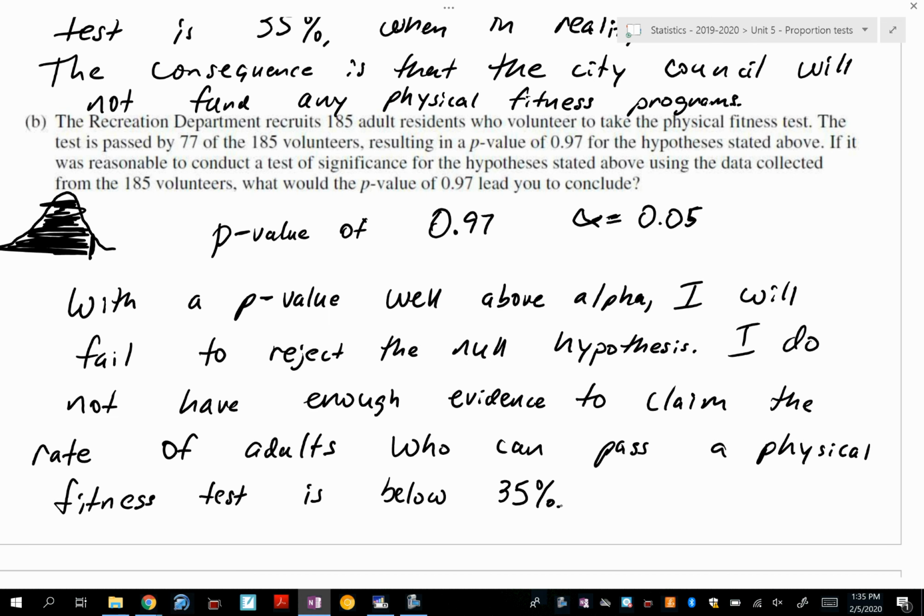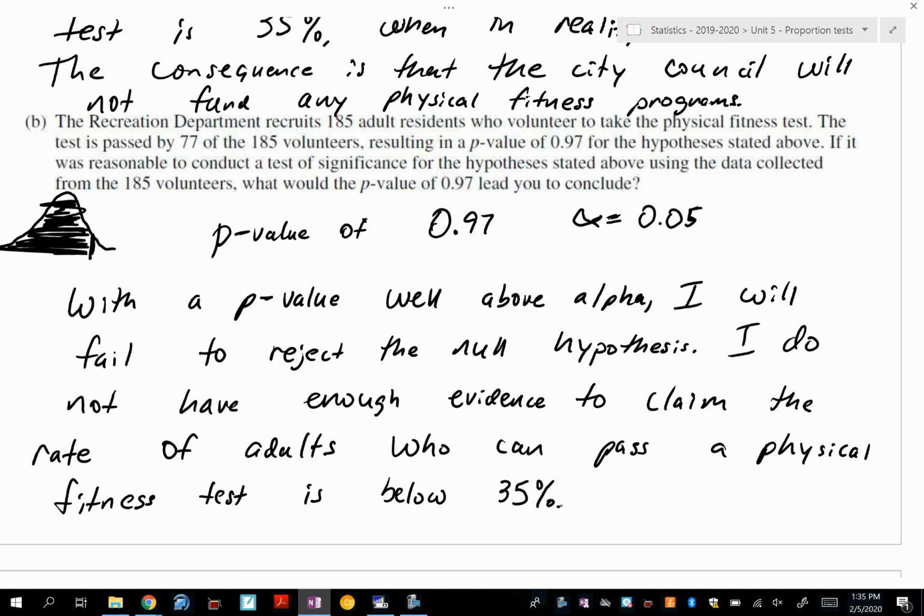to claim that this rate, so of the adults who can pass a physical fitness test, is below 35%. So what do I think it still is? Very good, Dave. I still think it's 35%. So that last sentence could also have been stated something like, based on these results, I still think that the rate is 35%. Okay? Something like that.